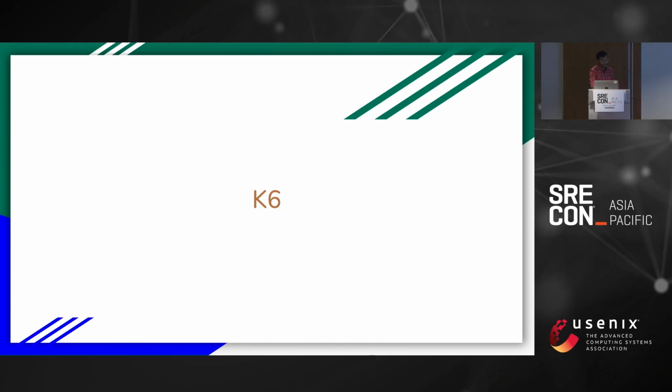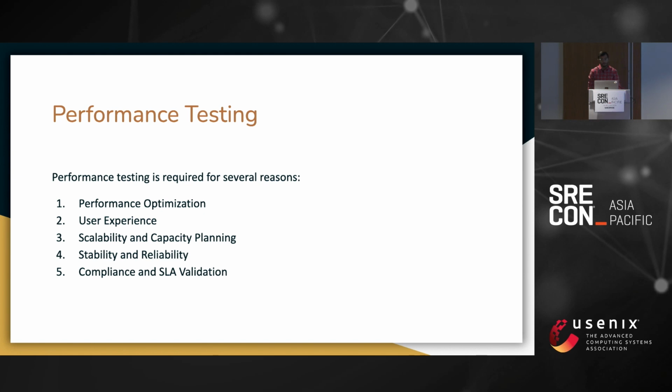Now let's talk about K6. First of all, performance testing gives us insight into the speed, responsiveness, and stability of our system. So it helps us build for a better user experience, and beforehand we can decide on the scalability and capacity of the system. It is important for the software lifecycle because it identifies and fixes performance issues in the early stage of the development cycle.